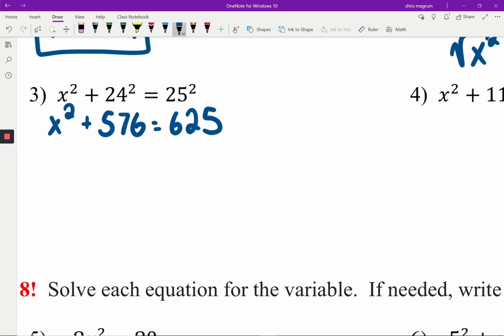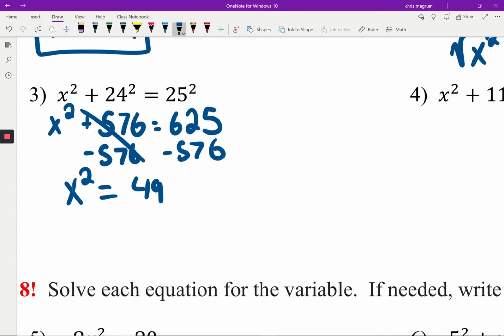And now we're down to pretty basic steps like the problem above. So we would subtract our 576, so we can isolate the part being squared, isolate the x. So we're subtracting that 576, we get x squared equals 625 minus 576. That will equal 49.